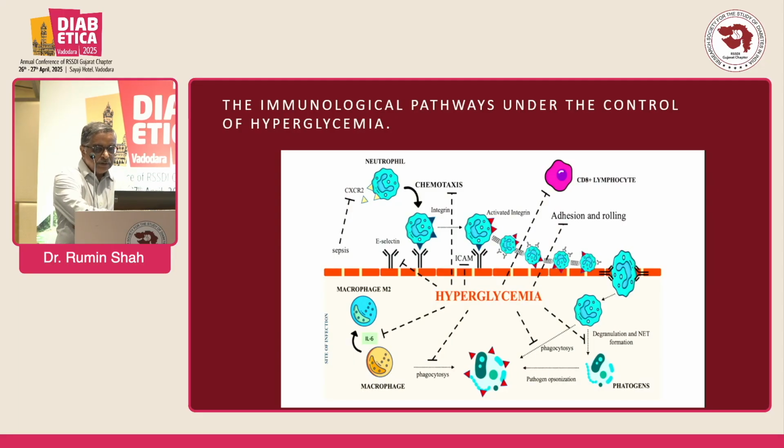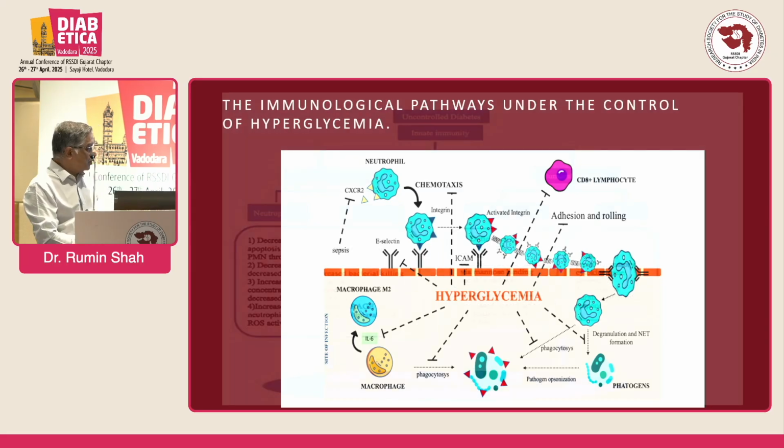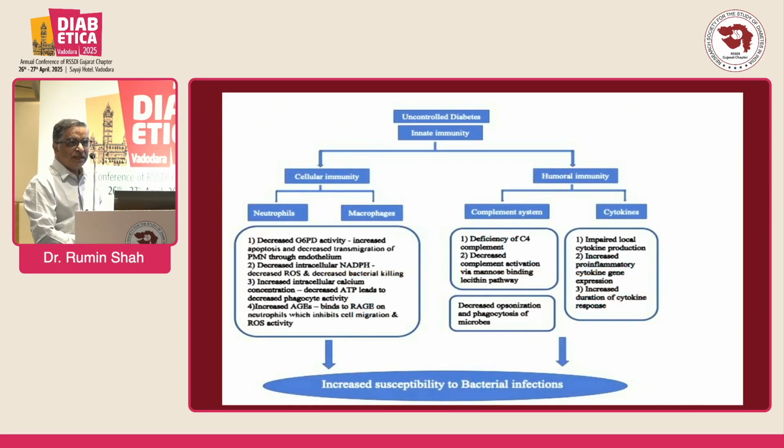With macrophage, CD4 lymphocytes, and some chemokines. In a patient of diabetes, there is a high susceptibility to recurrent infections. It could be urinary infection, it could be skin and soft tissue infection, but it is basically uncontrolled sugar which leads to propensity to recurrent infections.